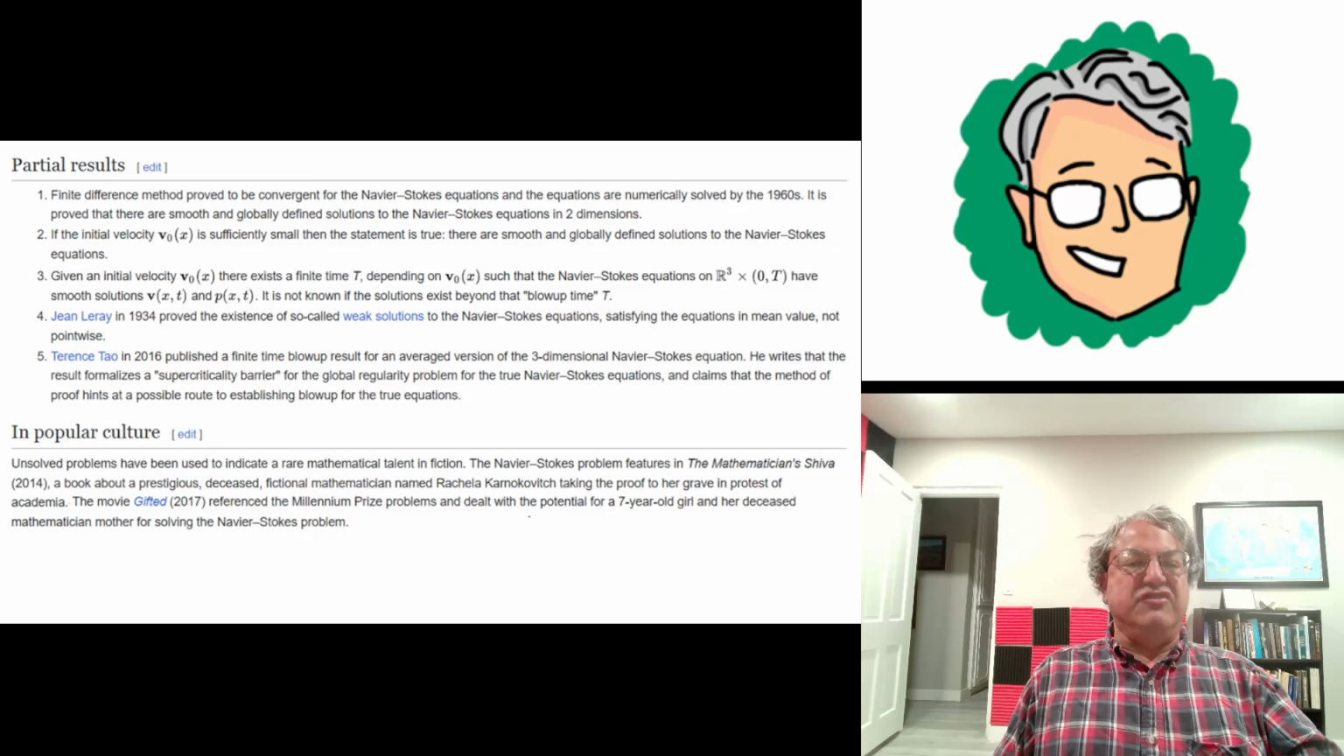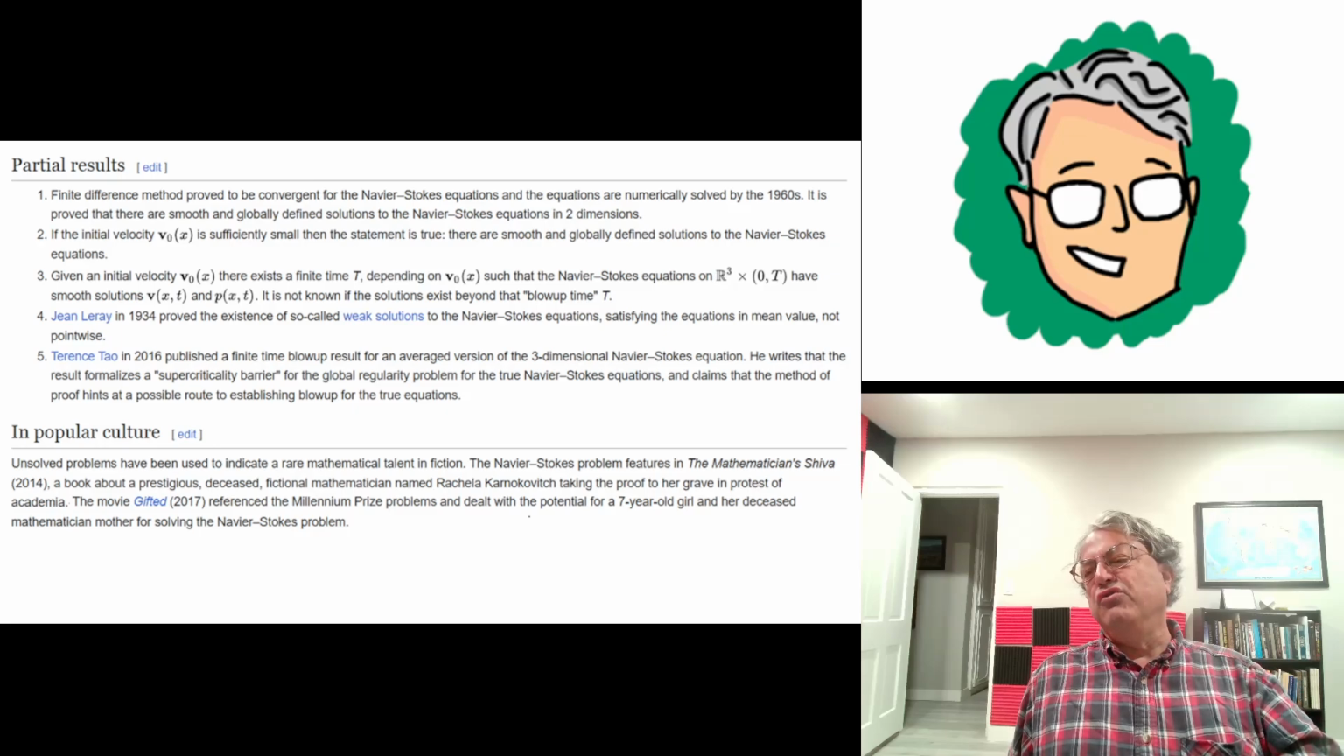Three says you can solve it for any given velocity up to some time threshold. They call that the blow up time. I guess there's some critical time where things blow up and you can no longer predict it. But at least you can predict it for a certain interval of time.